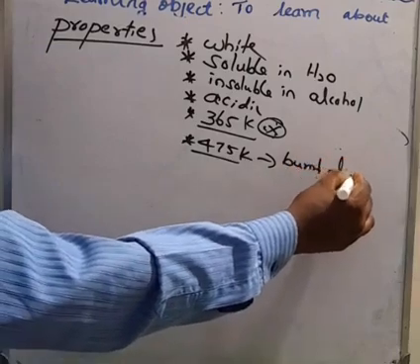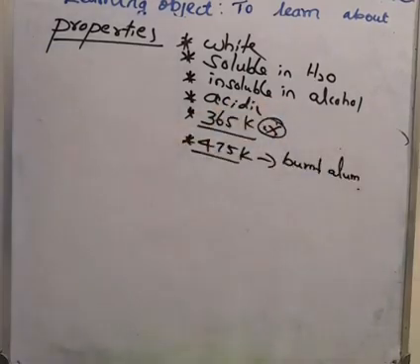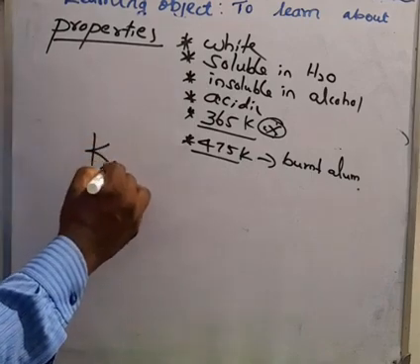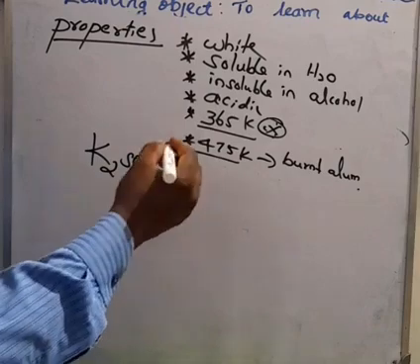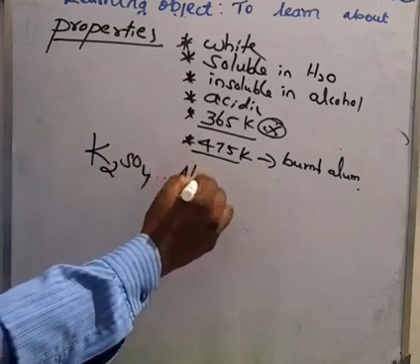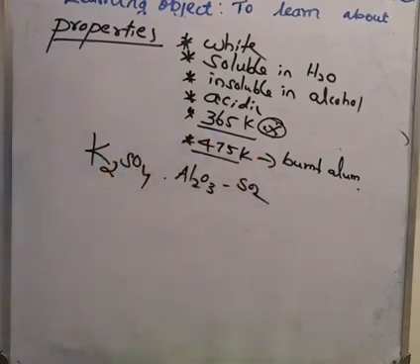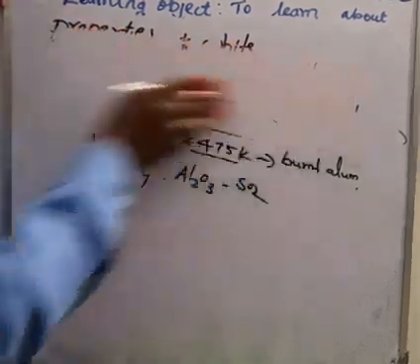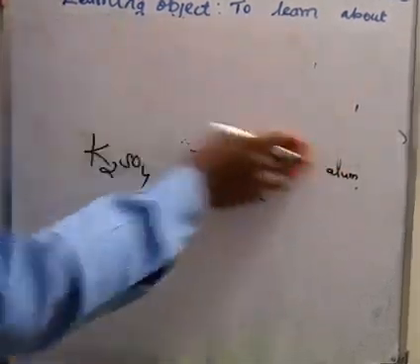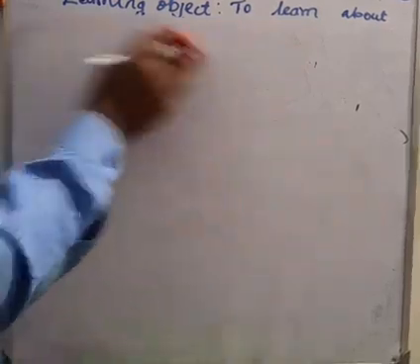The swollen mass is called what? Burnt alum. Then heating to red hot: when we heat this alum red hot, it decomposes into potassium sulfate, alumina, and also sulfur dioxide. So these two equations you have to write. First one, it loses the water. That is what we call dehydration, removal of water molecules.